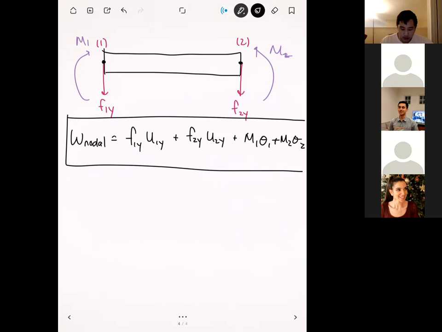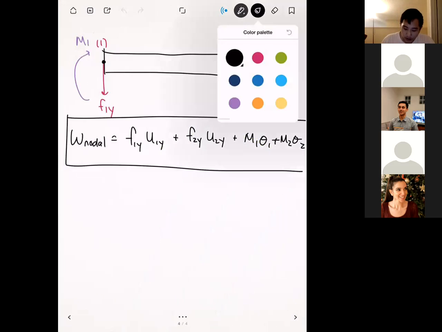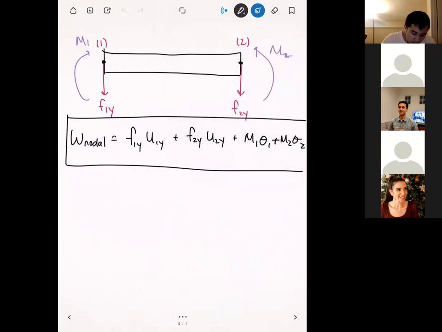All right. And so in order to set up work equivalence, we're going to set this equation here on this page equal to this equation here on the previous page, and then work out a lot of algebra. I'm going to give you guys fair warning now. It's going to be a lot of algebra here. Okay. In order to solve for these guys. Okay? And so our goal, remember, is to solve for these nodal loads right here.